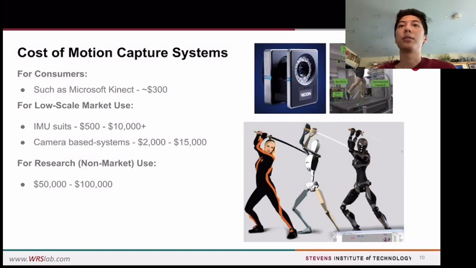Now, with each of these types of motion capture systems, as well as the quality of the data that you want to get, there are different price points. For consumers, like low-end users like you and me, we'd be buying something along the lines of those Microsoft Kinects, which can run plus or minus $300.